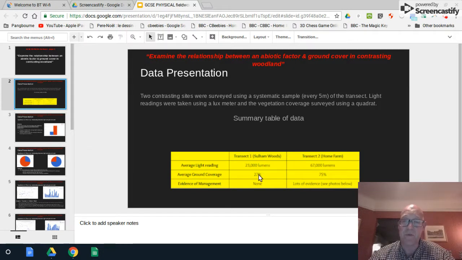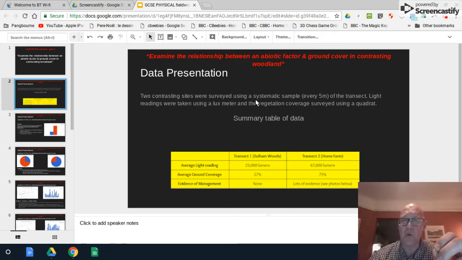The result, of course, is that there was 27% of ground coverage where there was less light and 75% where there was more light. That 75% is a number that you need to remember. It's the one number I think you should remember for this one. But the key thing is Sullen Woods, Transect 1, unmanaged, home farm, managed.